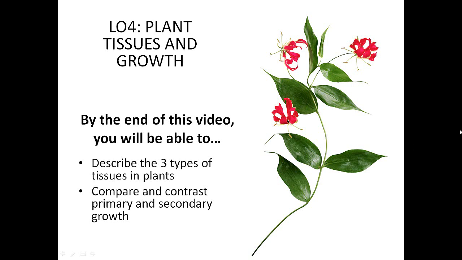U11L7 is about the tissues of plants and how plants grow. You'll be able to describe the three tissues and then compare and contrast primary versus secondary growth.